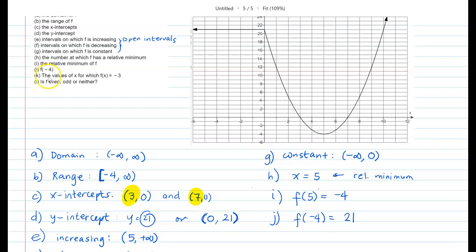Next, we want to find the values of x for which f of x is equal to -3. That means this is the value on the graph. So look at the graph where it has a y value of -3. This is the point on the graph. Now you want to know the corresponding x value when f of x is equal to -3. And that corresponds to this x value here, which is 4. So x is equal to 4.